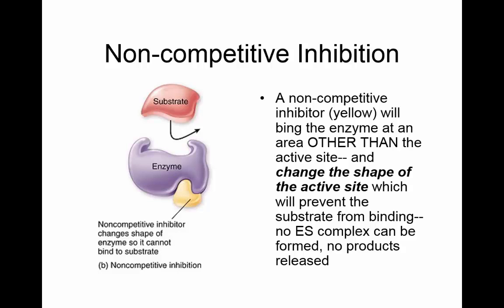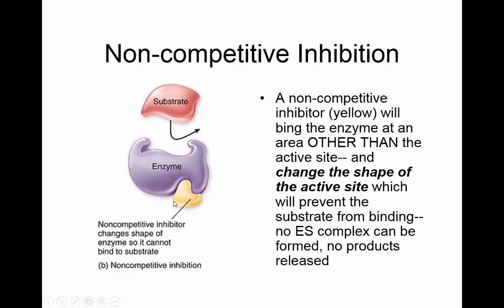Okay. So non-competitive inhibition is similar to competitive inhibition with one key difference. In non-competitive inhibition, you still have an enzyme, here in purple, you still have a substrate, here in red, and you still have an inhibitor, here it's shown in yellow. And the key difference between competitive and non-competitive inhibition is that in non-competitive inhibition, the non-competitive inhibitor is bound to the enzyme somewhere other than the active site. So you notice the active site here is empty, but the substrate still cannot bind to the enzyme in the active site. Why is that?